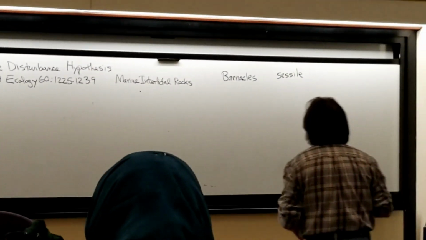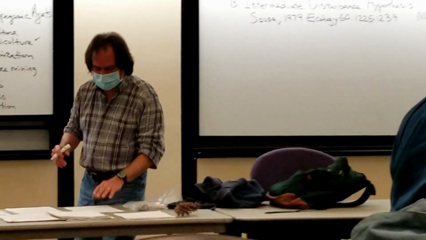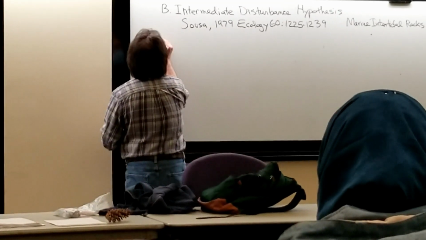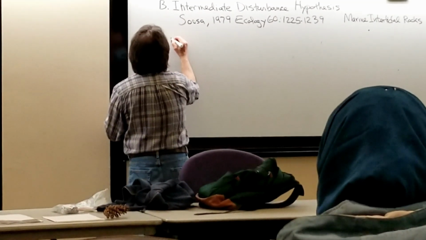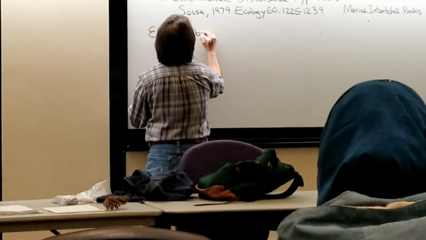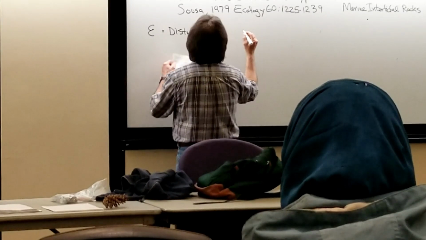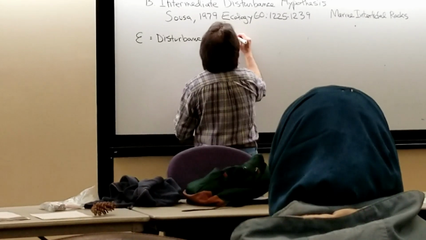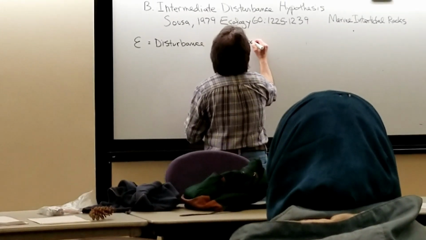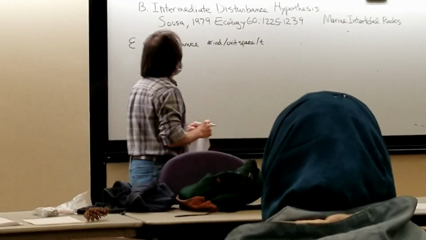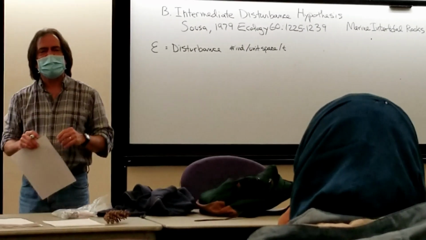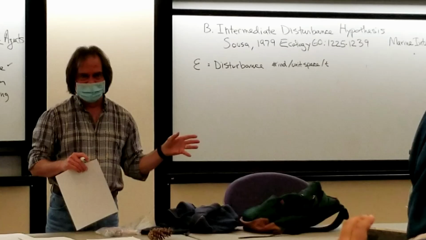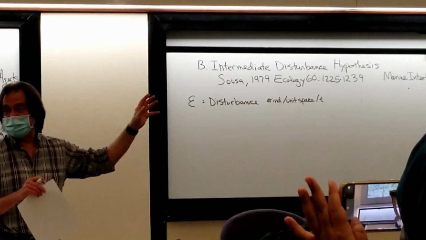So what we've set up is, here's how this works. We have 3 variables. So E is disturbance, and it's a rate, and it'll be number of individuals per unit space per some time. So disturbance, think of it as how many would-be barnacles who are trying to attach themselves to the rock get knocked off the rock per square meter of rock per day.